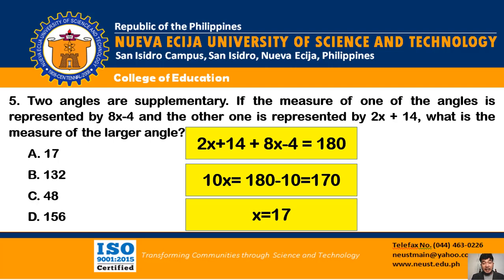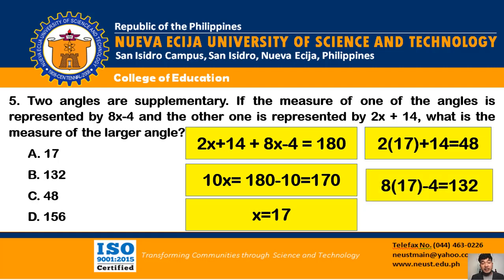So we are not done yet because the question is, what is the measure of the larger angle? What we have to do is to substitute 17 into the given algebraic expressions. So you will have 2 times 17 plus 14 is equal to 48. That's the measurement of one of the angles.